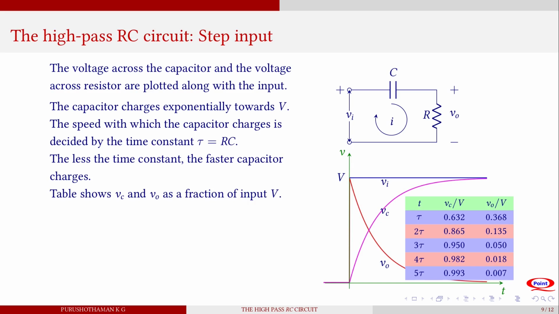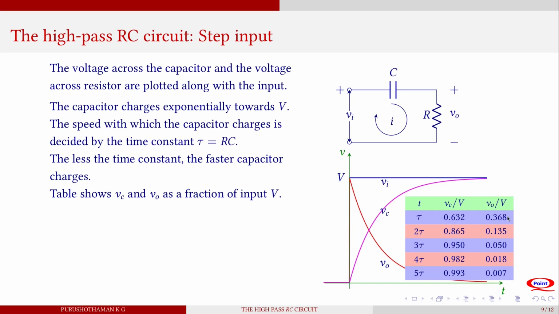Now, I am giving a table here. We will calculate the value of Vc as a fraction of V and Vo as a fraction of V for different time constants. For one time constant, the capacitor voltage reaches 63.2% of its final value. This is the final value V. So that also may be regarded as a definition for time constant. Time constant may be defined as the time taken by the capacitor voltage to reach 63.2% of its final value.